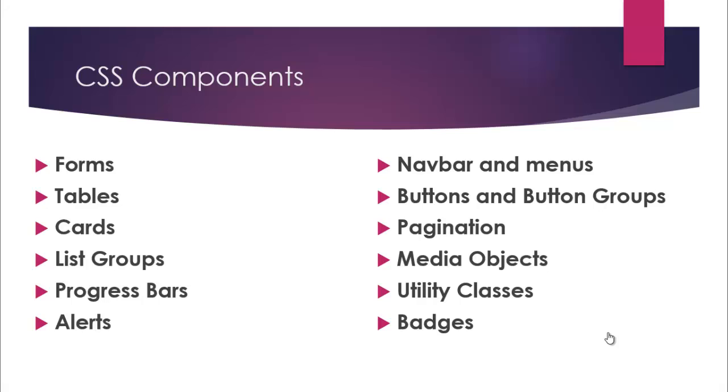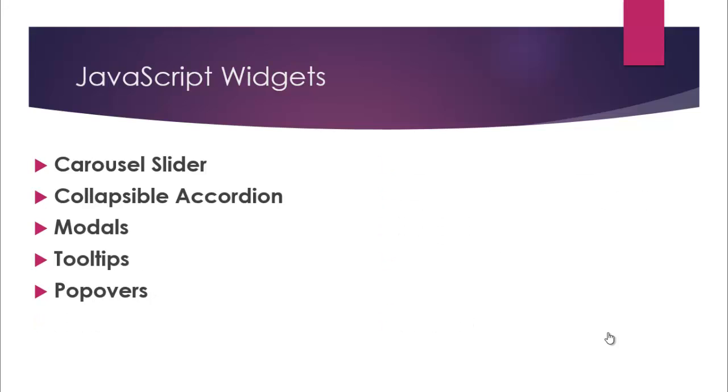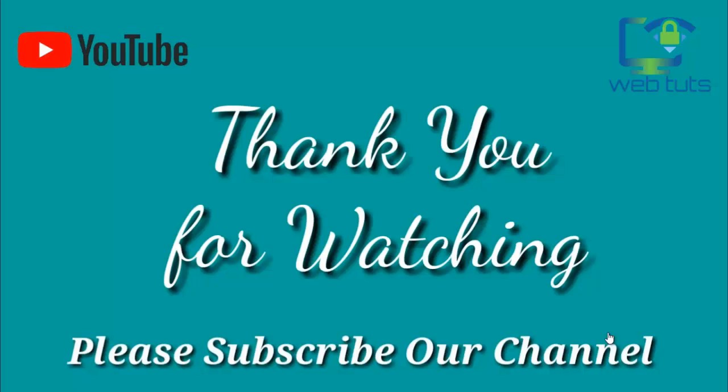So next is CSS components. There are a couple of CSS components that are included in Bootstrap: forms, tables, cards, list groups, progress bars, alerts, navigation bar and menus, buttons and button groups, pagination, media objects, utility classes and badges. There are also a couple of JavaScript widgets, for example carousel slider, collapsible accordions, modals, tooltips and popovers.